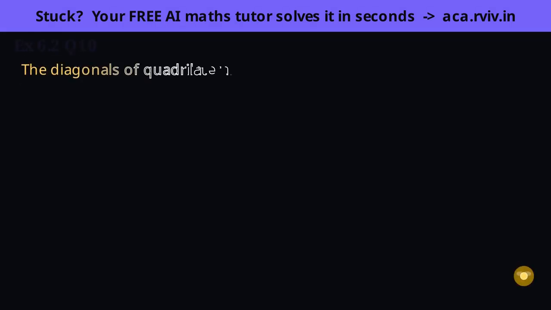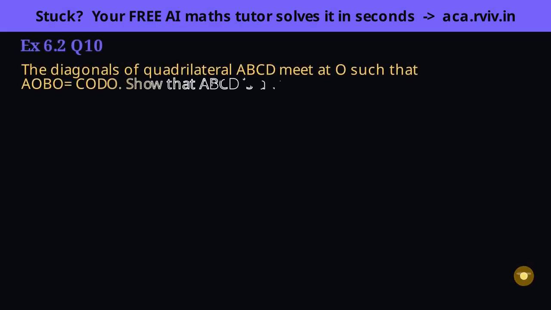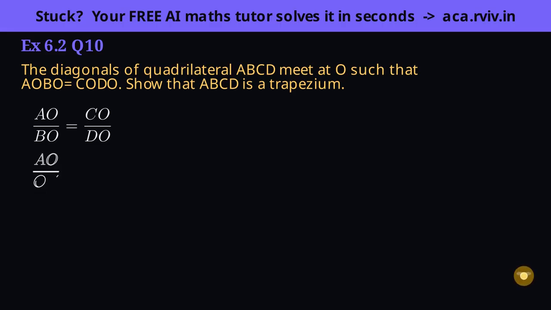This is Q9 in reverse. Build a parallel with the converse. Setup: we're given the diagonal ratio and must prove a pair of sides is parallel, so the converse of Thales is our target. Rearrange the given ratio into the split in same ratio form. Through O draw OE parallel to AB meeting AD at E.